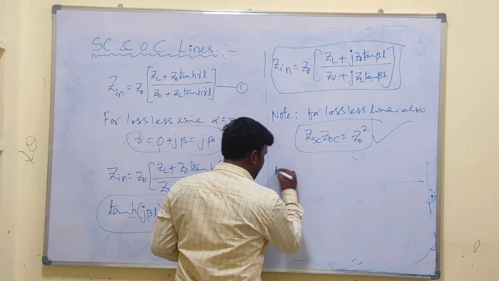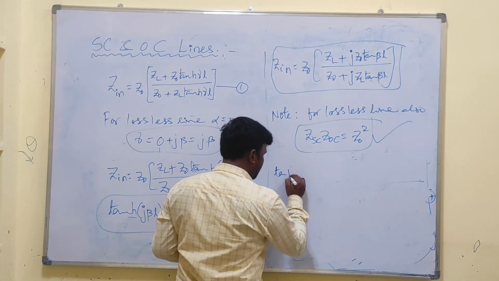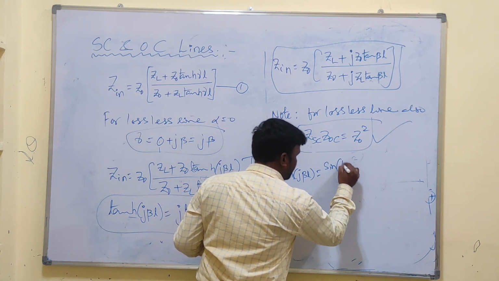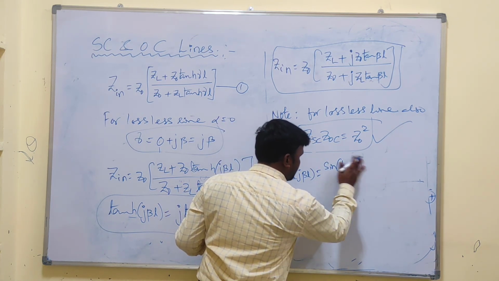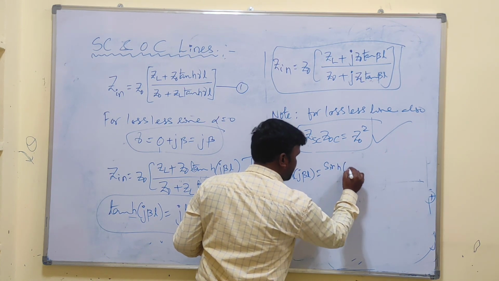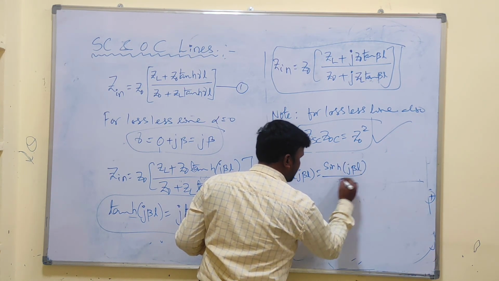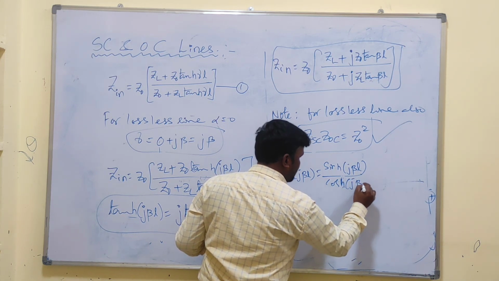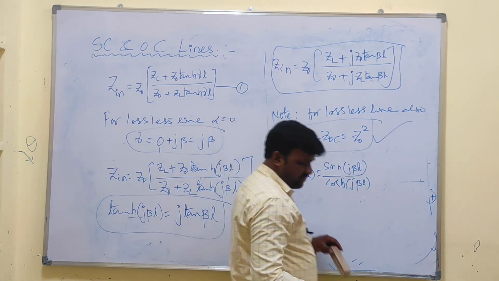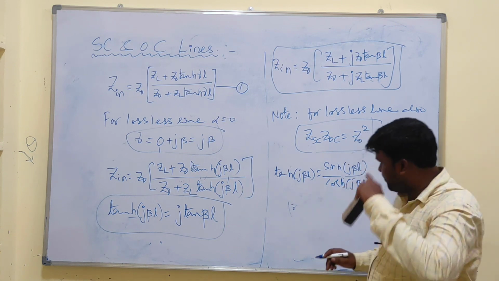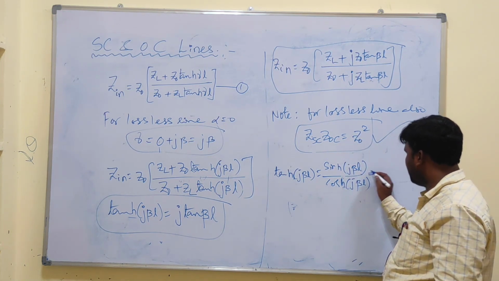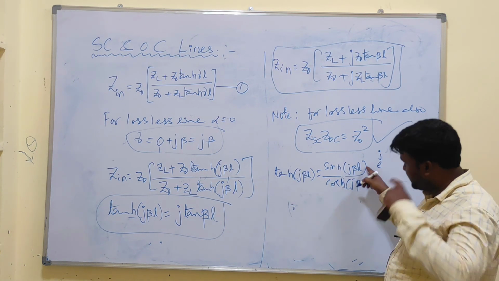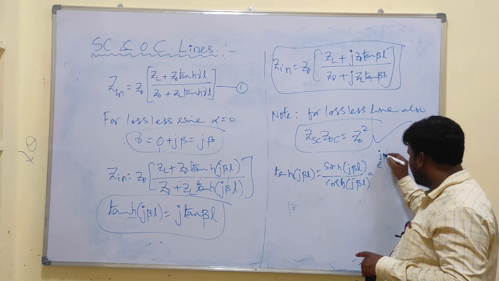That is tanh j beta L. Tanh j beta L can be written as what? Sinh of j beta L divided by cosh of j beta L. Already we have the sinh gamma L formula and cosh gamma L formula. Here instead of gamma, you have j beta L. So as it is, instead of gamma L, you can write j beta L. That is e to the power j beta L.